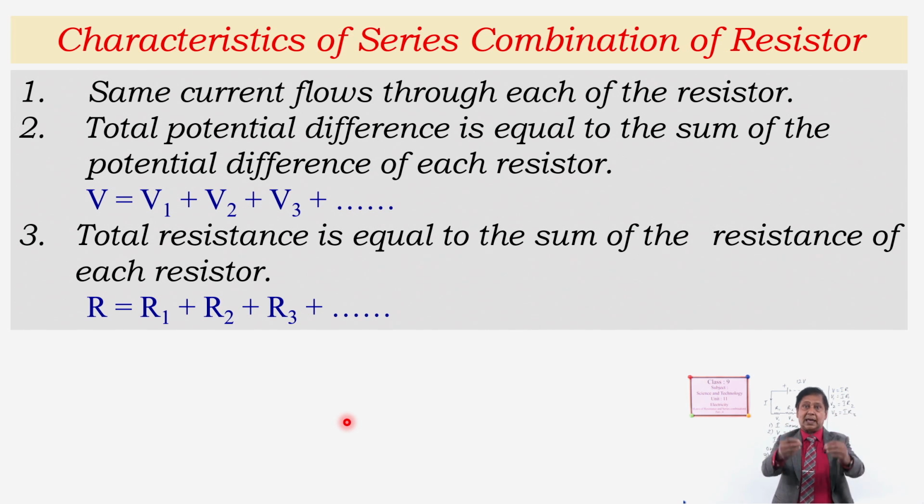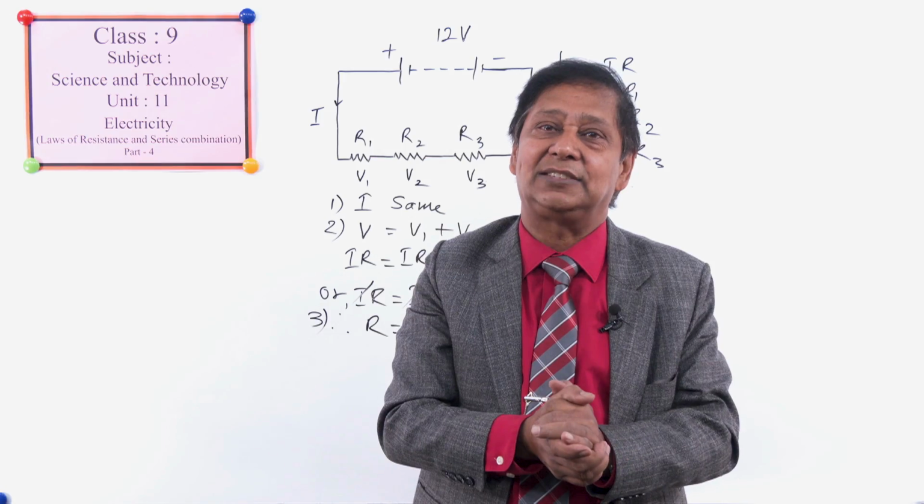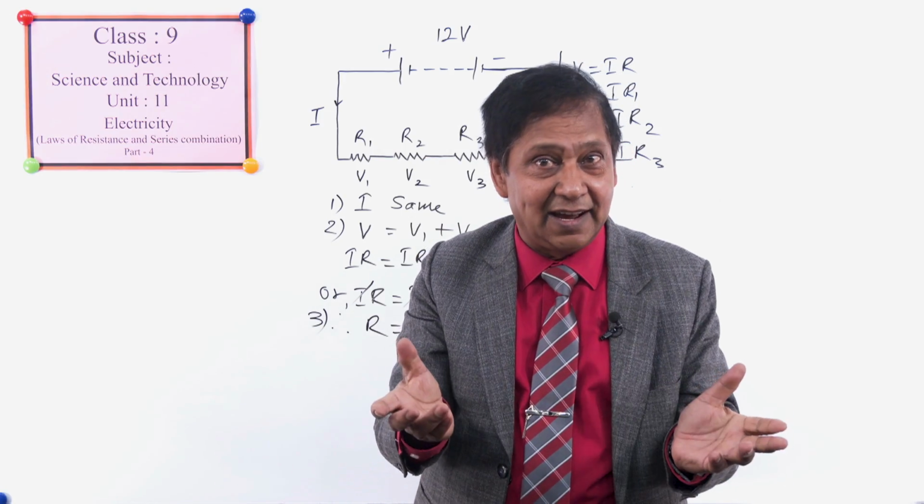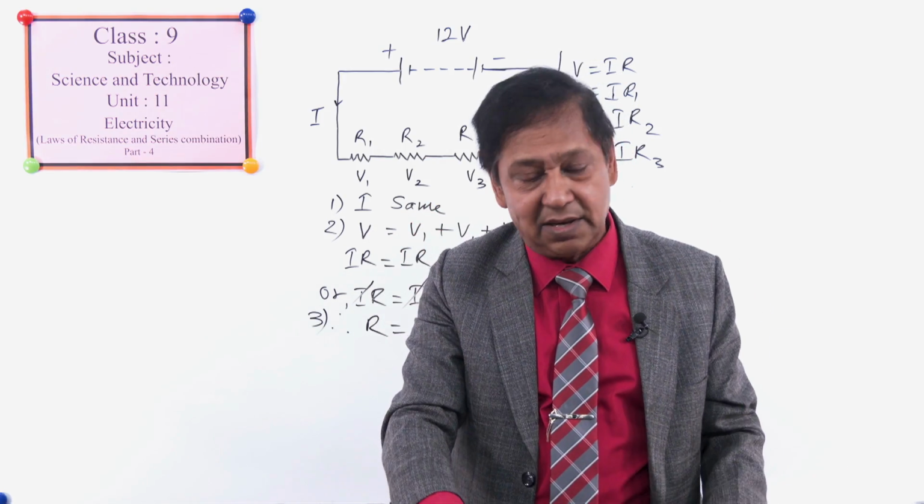When resistors are connected in series, what will be the effect on current? What will be the effect on potential difference? What will be the effect on resistance is described here. These are the characteristics of series combination of resistors. Now I think the series combination is clear. I want to present one numerical problem also.